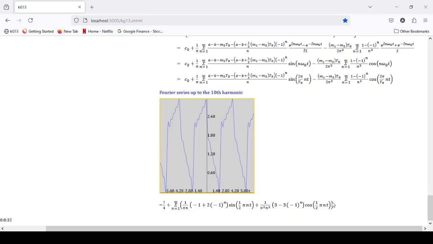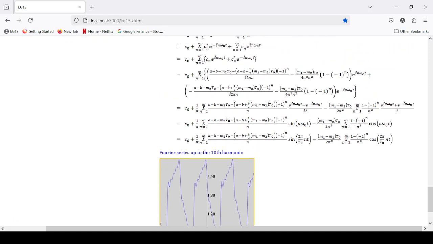So this is just your Fourier series written out here at the bottom. Here we have plotted this up to the 10th harmonic. But if you want to plot it to a different harmonic, like maybe the 5th harmonic or the 7th harmonic, or maybe the 12th harmonic or the 20th harmonic, what you can do is take this answer here for the Fourier series and create a function out of it, which we are going to do now.